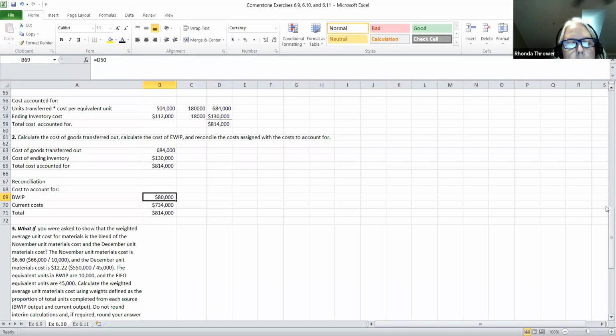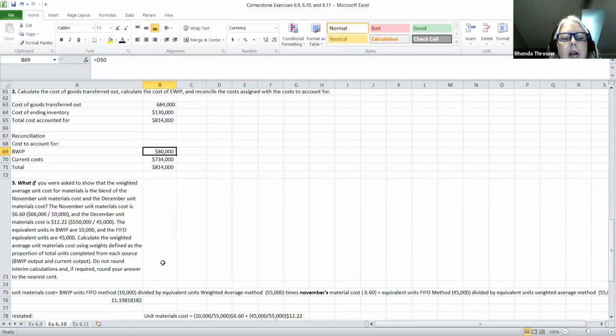So in part 3, there's another what if analysis. And again, sometimes the what if analysis are really trying to make you think about what you have done in the past as far as FIFO and weighted average method are concerned. And this one's no different. They're saying, what if you were asked to show the weighted average unit cost for materials is the blend of the November unit materials cost and the December unit materials cost.